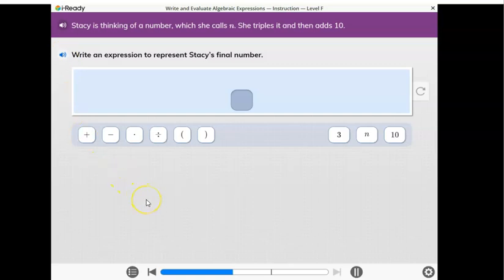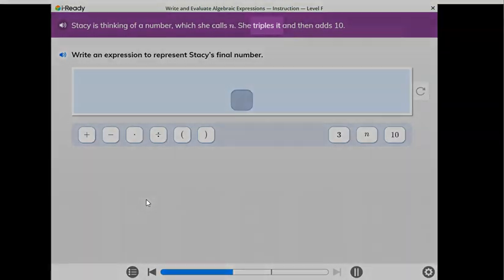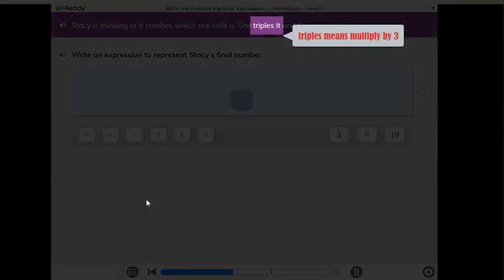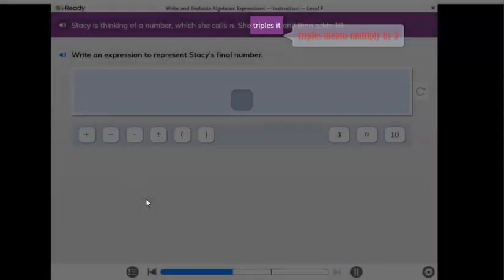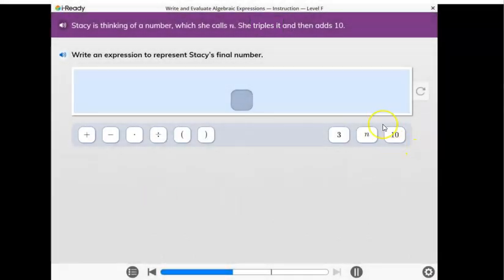These are great. This is where a lot of students struggle. We need to triple the variable and we need to add to it. So Stacy is thinking about a number. So here we have 3 and 10. Well, let's go ahead and use n as our number, which she does call n.